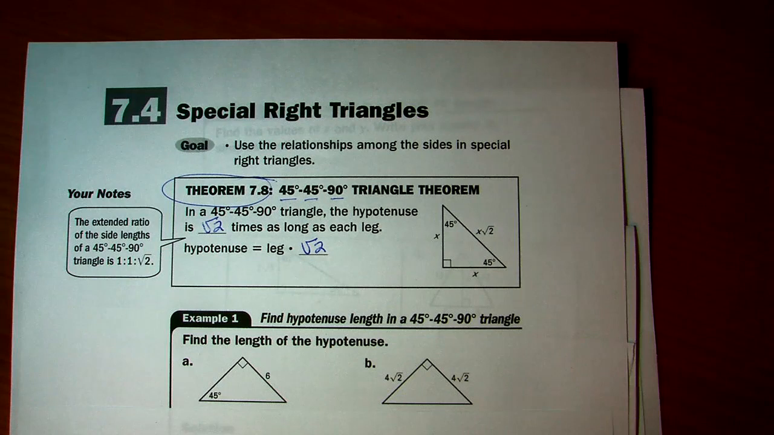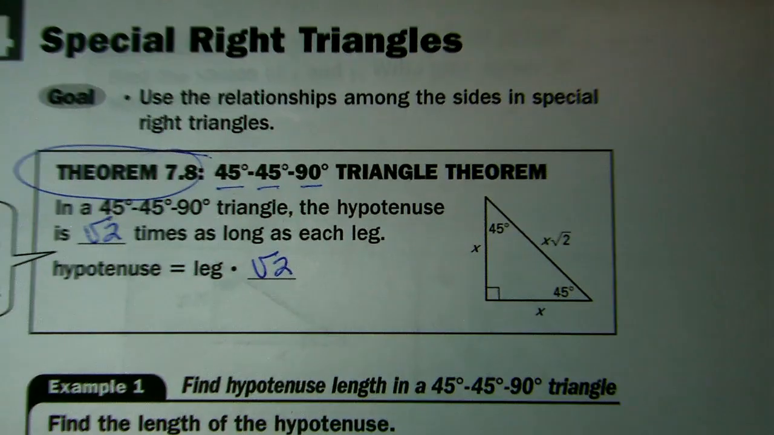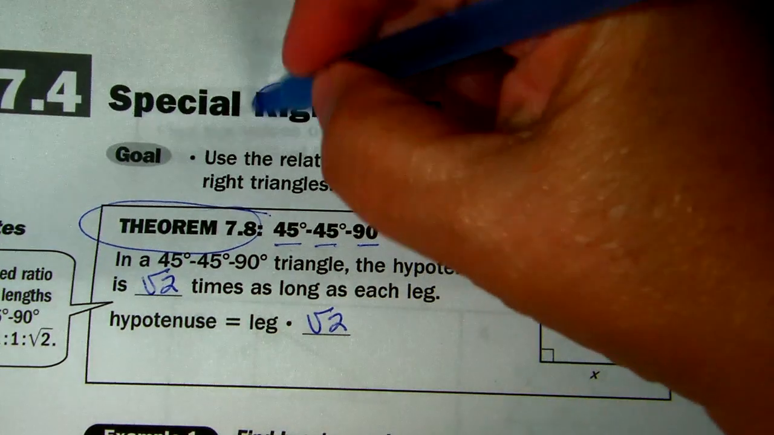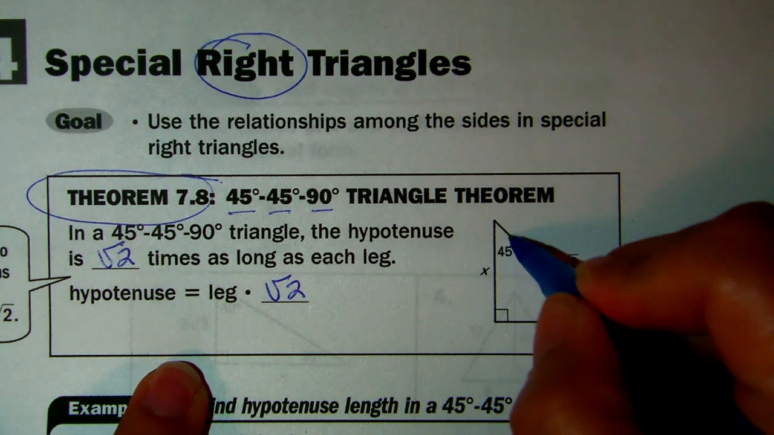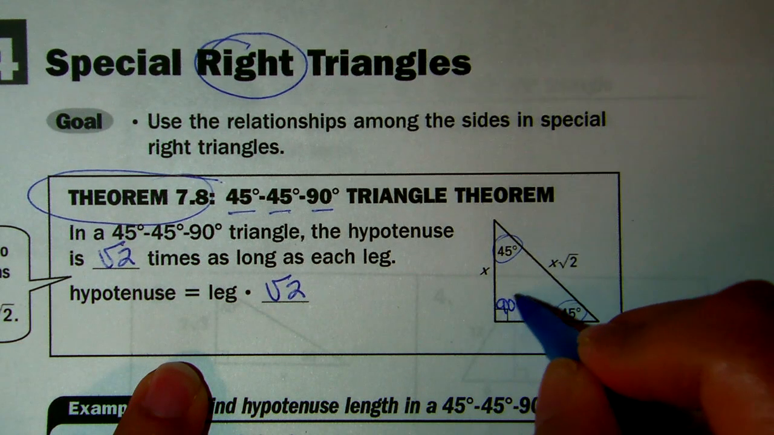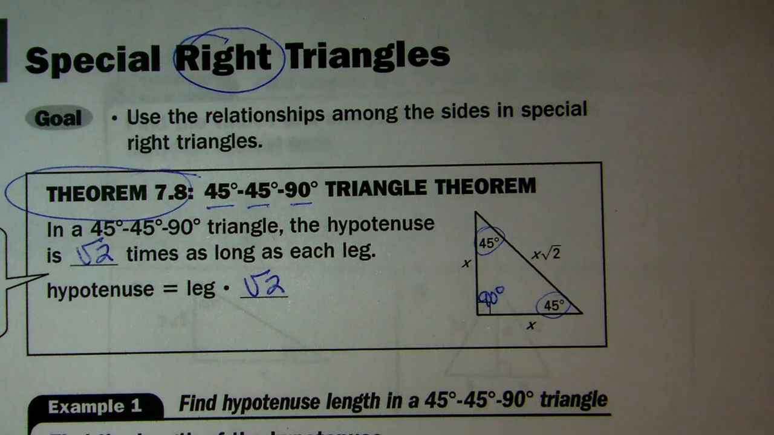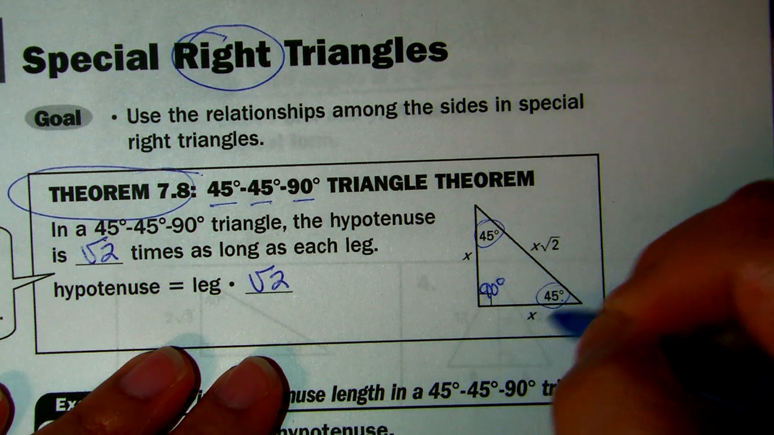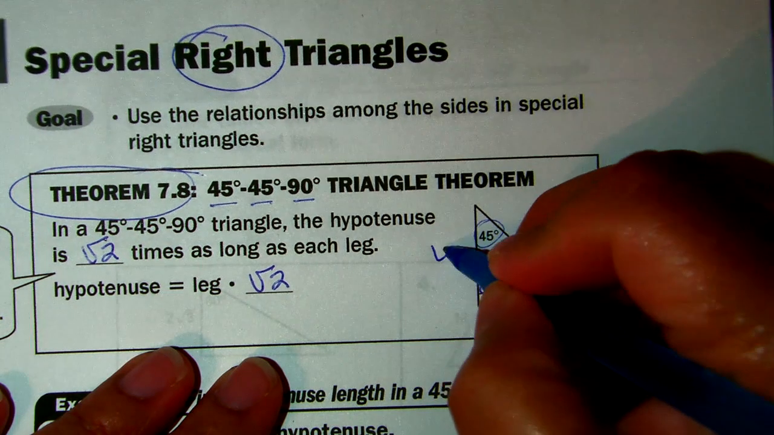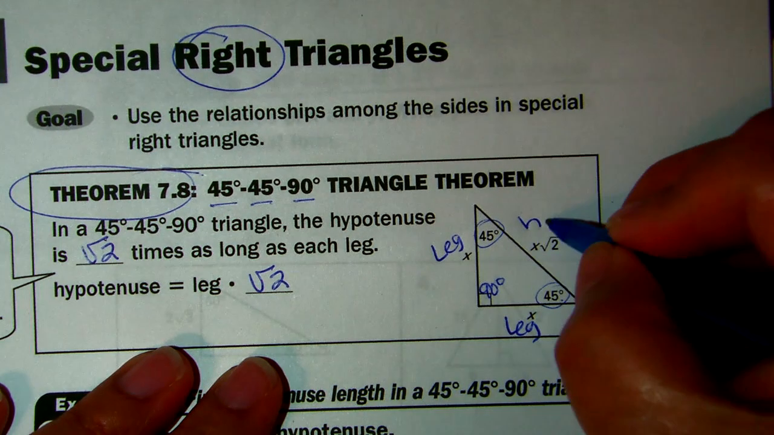And of course, we're talking about a right triangle, because it's a special right triangle, where you have 45, 45, and 90 degrees right here, okay? So, when you have a triangle like this, let me label the sides. 45, 45 means this is an isosceles triangle. So this is the leg, this is the leg, and this is the hypotenuse.